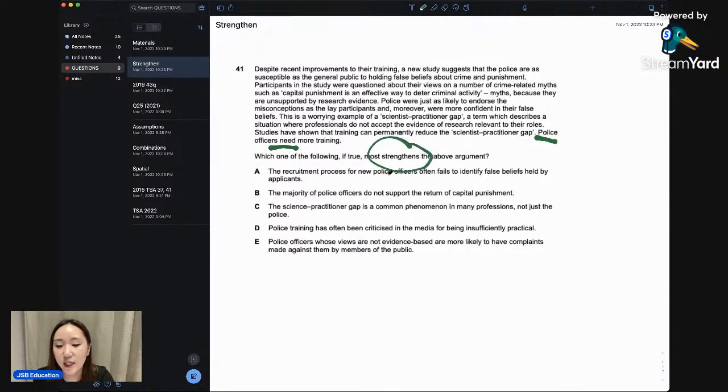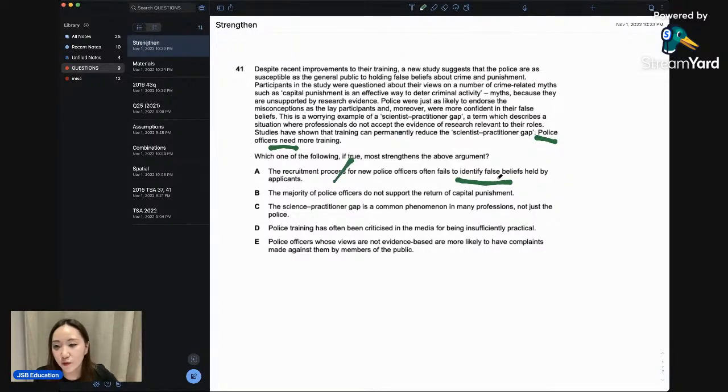With a strengthen question, it is really important that you go through every single option. As I said, because you can bring in so many different points to strengthen an argument, there's no way around it apart from going through all the answers. So A, the recruitment process for new police officers often fails to identify false beliefs held by applicants. We have to focus on training here. We have to show that this training is going to reduce the scientist-practitioner gap. This is basically just supporting the fact that these police officers are still falling for these myths, essentially.